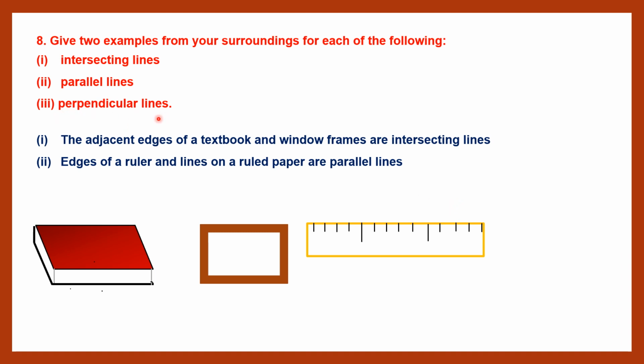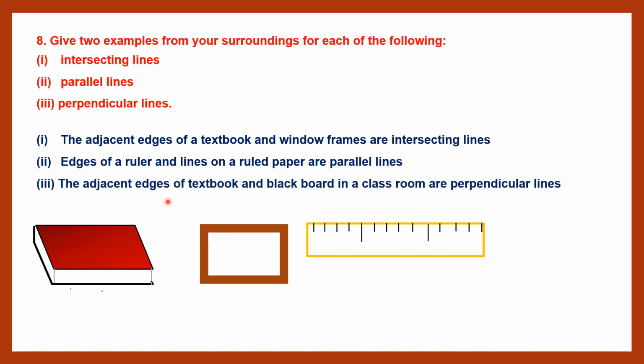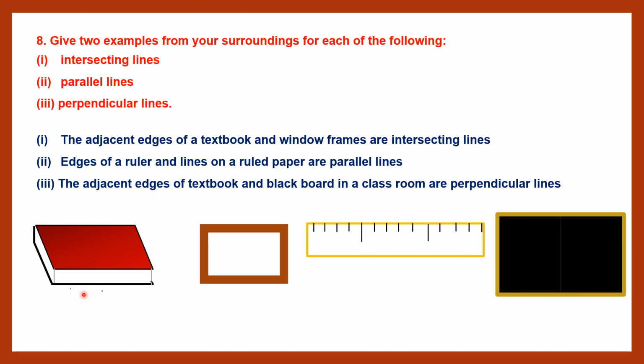Then we have perpendicular lines. Here, perpendicular lines are again the adjacent edges of a textbook. Look at this textbook. The adjacent edges are perpendicular to each other because they meet at right angles. That is one example. And if you look at your blackboard, look at this edge and this edge. Can you see that L shape there? They are meeting at 90 degrees. So you can see in the four corners that there are perpendicular lines. So these are all examples from your surroundings. You can look around and find more examples.